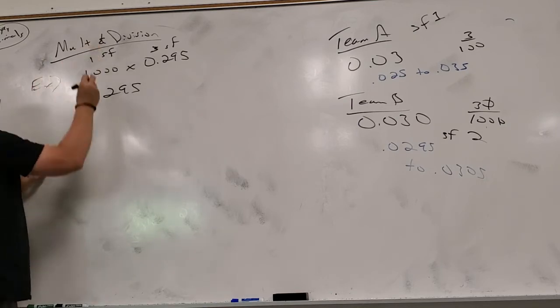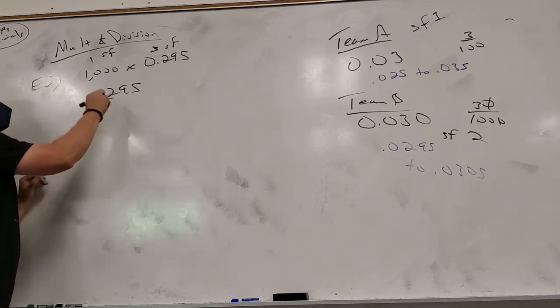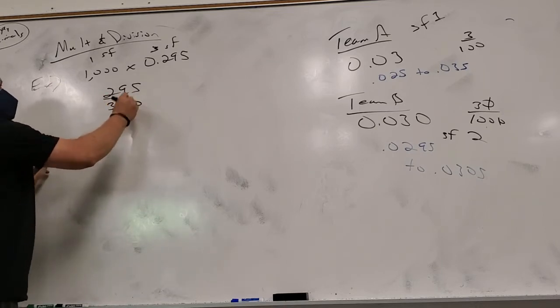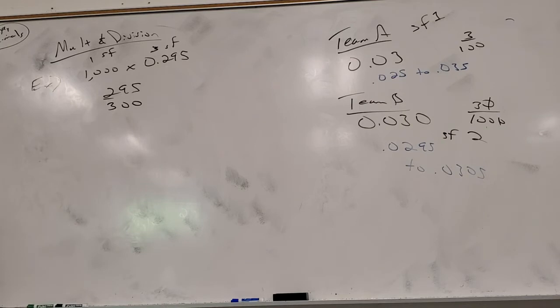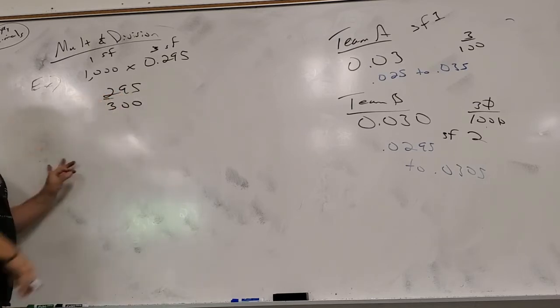So you need 1 sig fig. You start counting at the 1. So I have to round to this place. The next number is a 9, so you make it 300. That's still about 295, but it has 1 sig fig. Why do we look at the 9, not the 5? Because if I'm rounding to this place, I only consider the number right next to it.